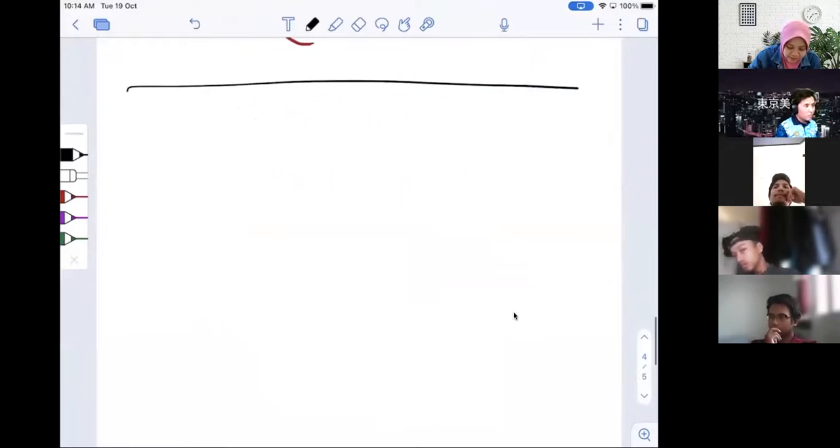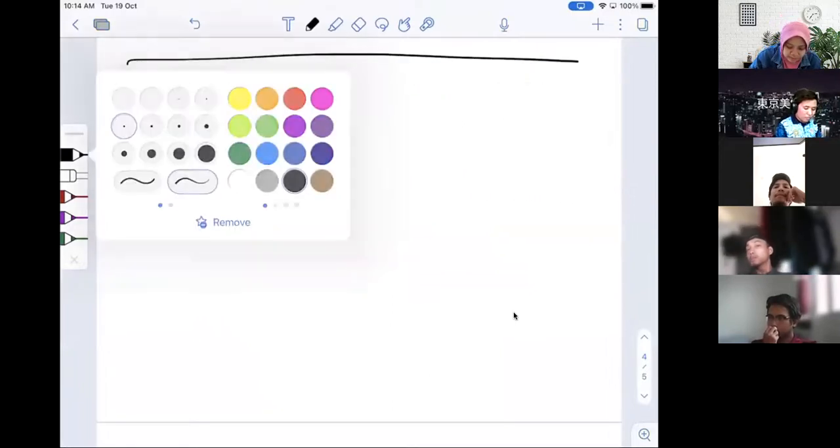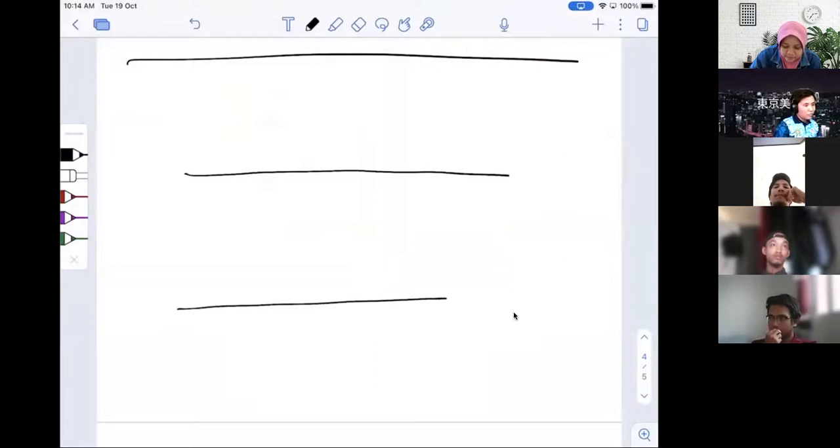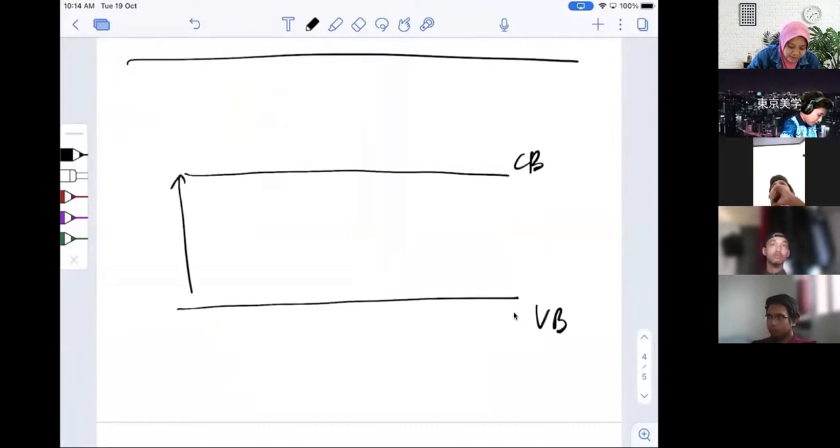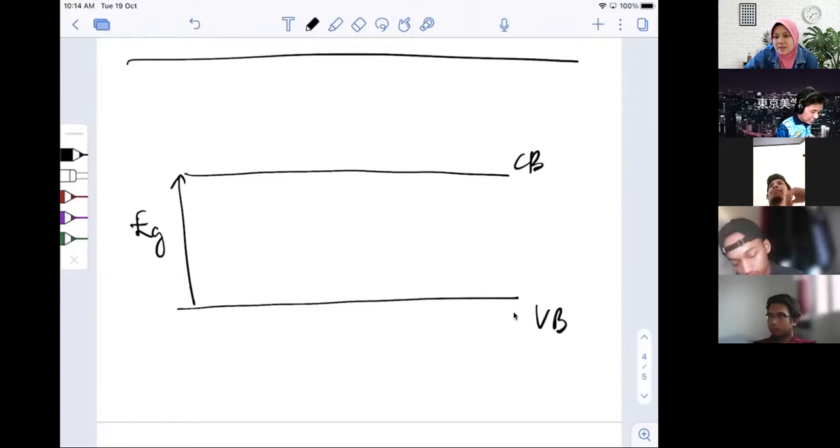So, we talked last time about what is conduction band, what is valence band, right? And I think we talked about the band gap, right? What is band gap? What is band gap energy?